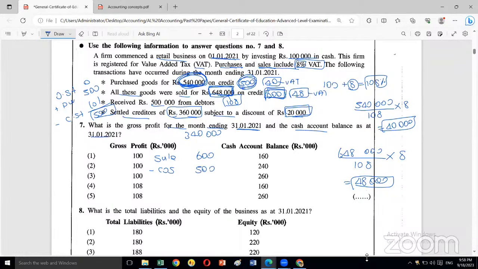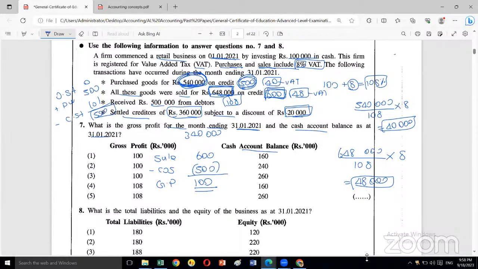Sales is 600,000. Cost of sales is 500,000. So how much is the gross profit? 100,000. That is my gross profit. Either the first, second, or third option is going to be the answer. So the gross profit is 100,000. Now we'll calculate the cash balance.